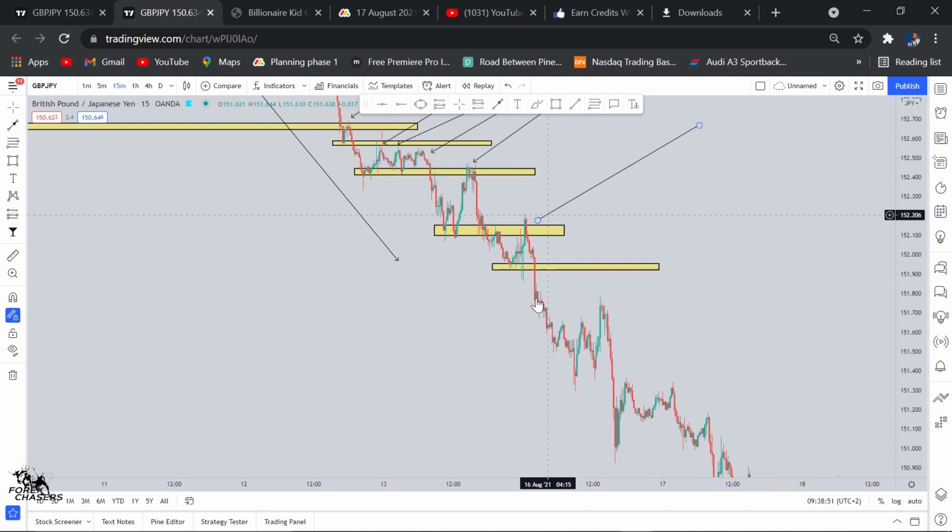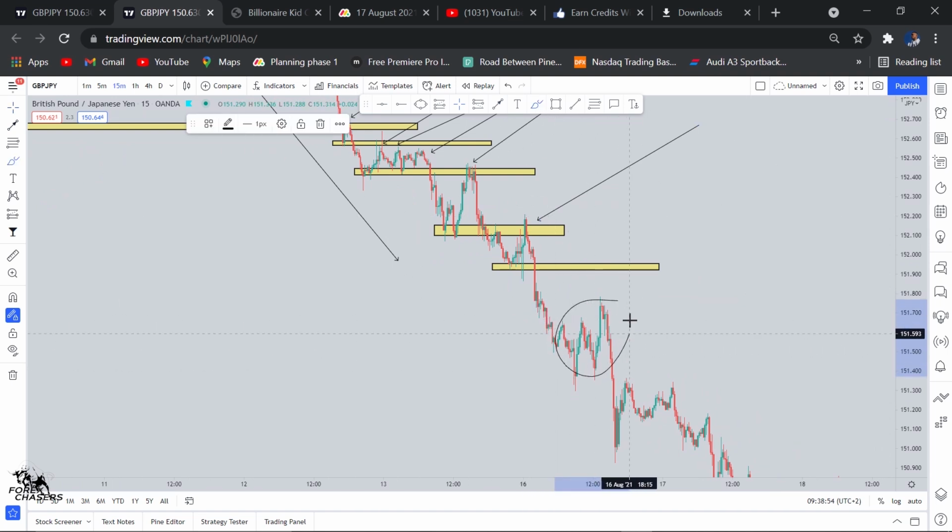And then you can see again, we started to form this continuation pattern. Once we break outside of this continuation pattern, what is it that we do? This is not picture perfect, guys. This continuation pattern is not picture perfect, but you can see that the overall nature of it is a continuation pattern. But we're not talking about patterns here, so let's just leave that one out.